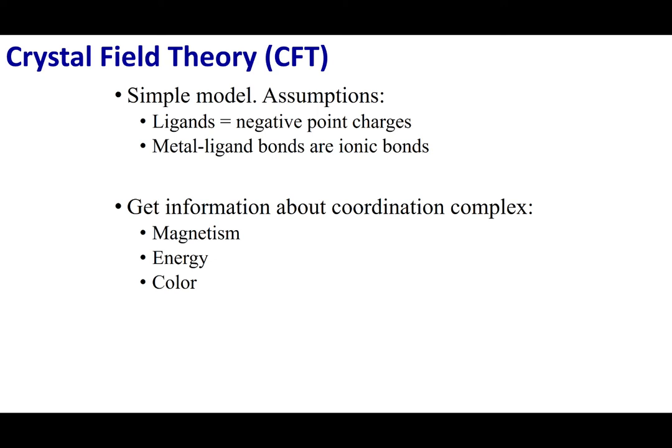So we're going to take our ligands and assume that these are negative point charges. I want you to make that whole ligand just a simple dot, and that dot is going to be a negatively charged species. Instead of thinking of these as dative bonds where the ligand donates a pair of electrons, we're going to hyper-exaggerate that donation and think of these as ionic bonds, where my ligand is a negative point charge and my metal is that positive center.